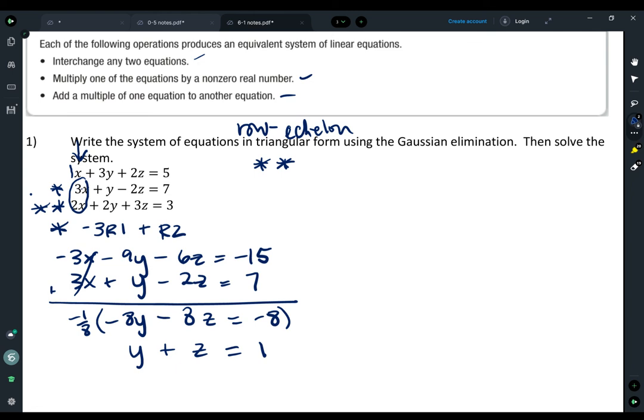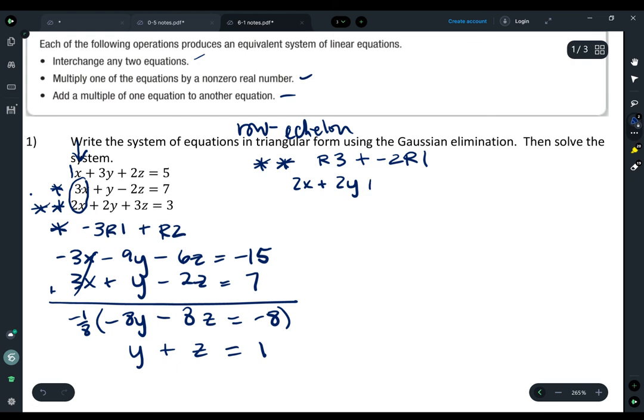So I'm going to have to use my row 3. And I want to cancel out the x, so I'm going to do plus -2 row 1. And I could have reversed the order on that. It doesn't really matter, right? All that I'm saying is whatever answer I get out of this, that's going to go for my new row 3. So row 3 is 2x plus 2y plus 3z equals 3.